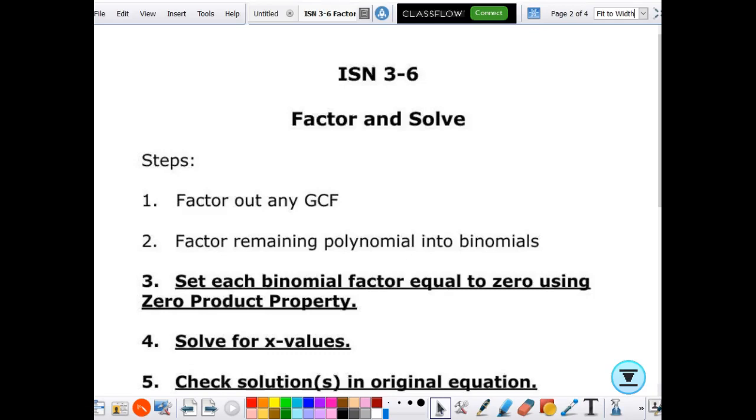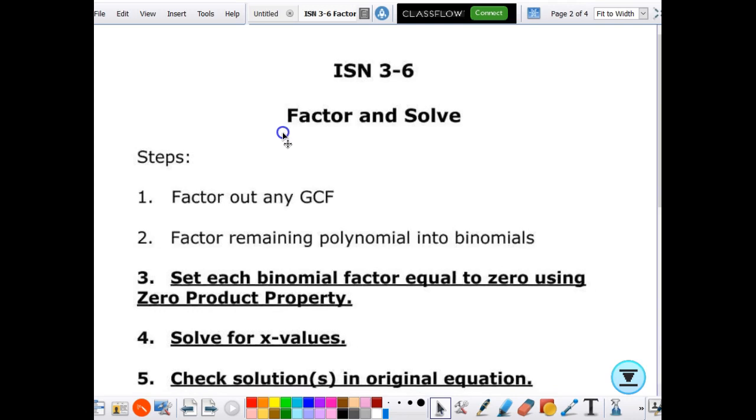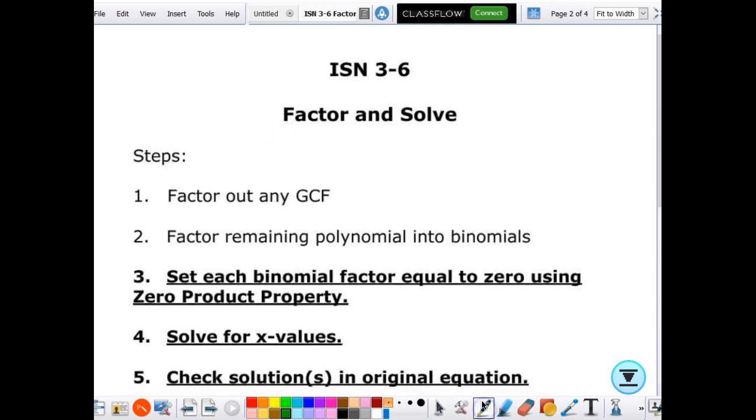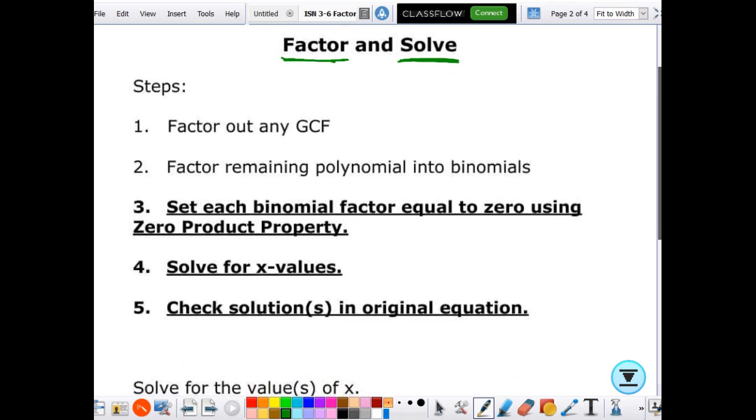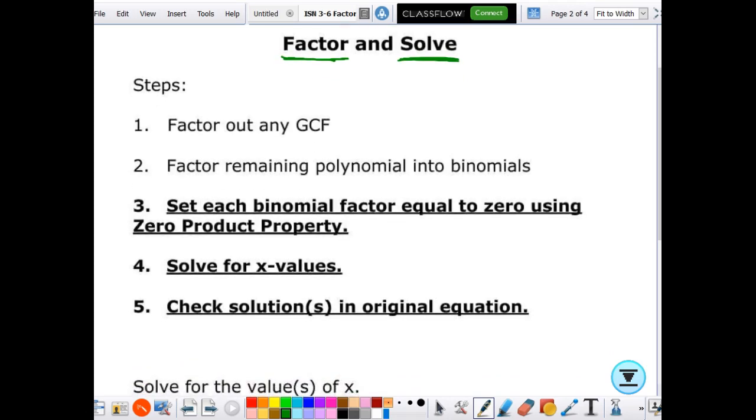All right, so what we have here is lesson 3-6, factor and solve. So you already know how to factor. This will give you some more practice with that. What we're adding today is the solve part, and I think you will be pleasantly surprised that it is not that bad. Okay, so remember, let's kind of go back over factoring a little bit.